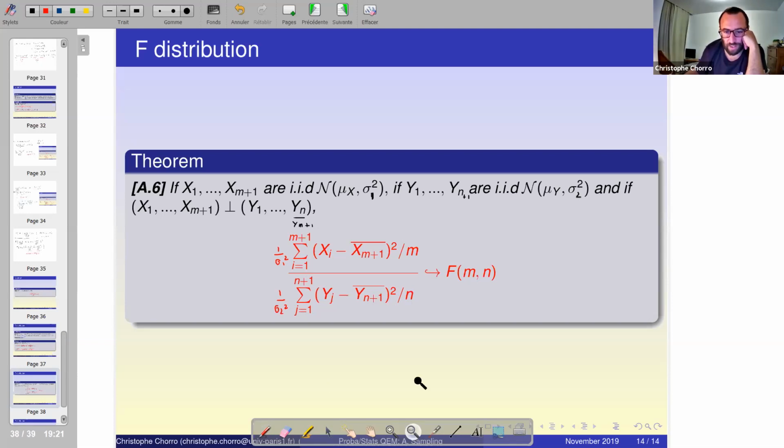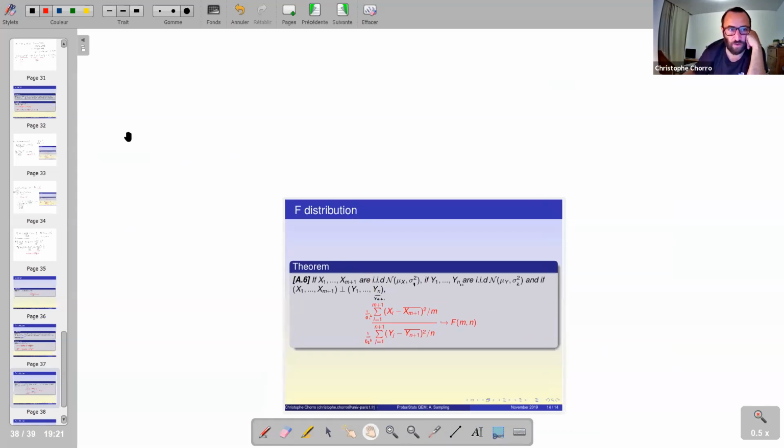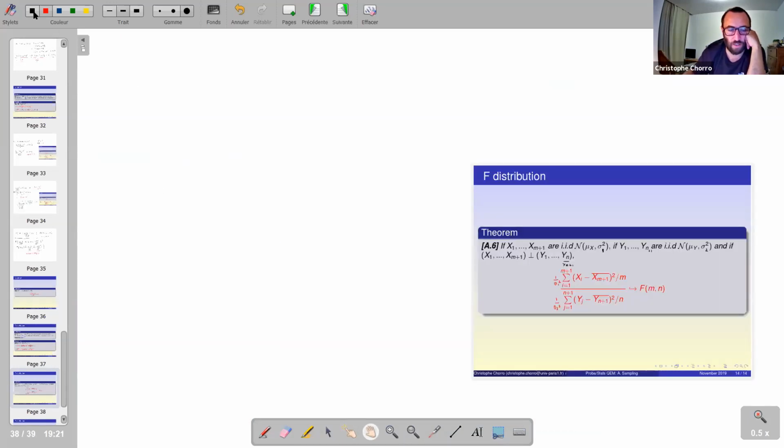So let's check. It's not complicated to have this. What I know is, if I have X1, ..., Xn that are IID N(mu, sigma squared), I know that (n minus 1) Sn squared over sigma squared follows the chi-square of parameter n minus 1.